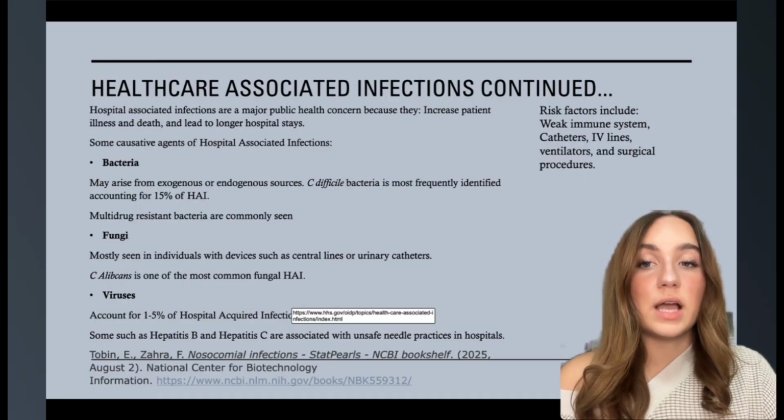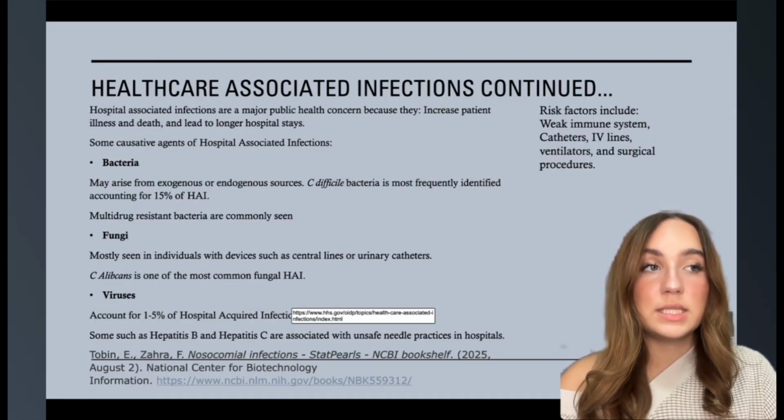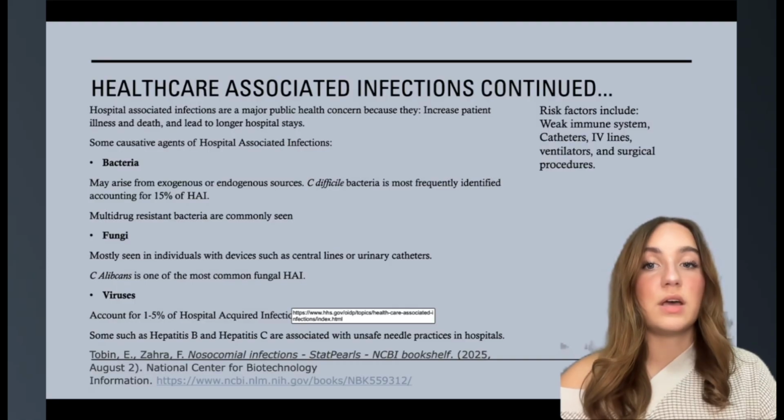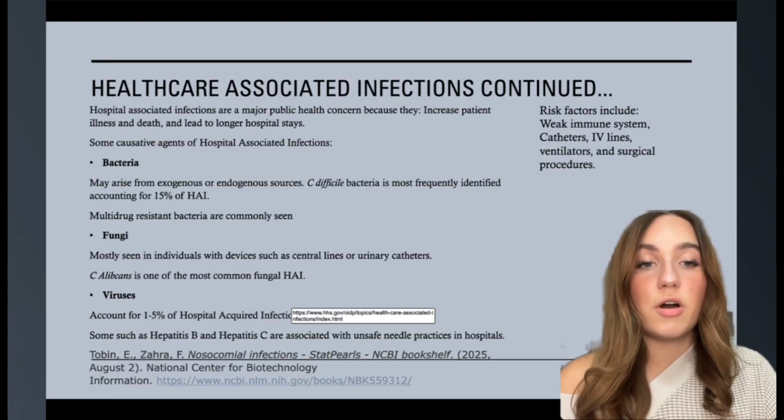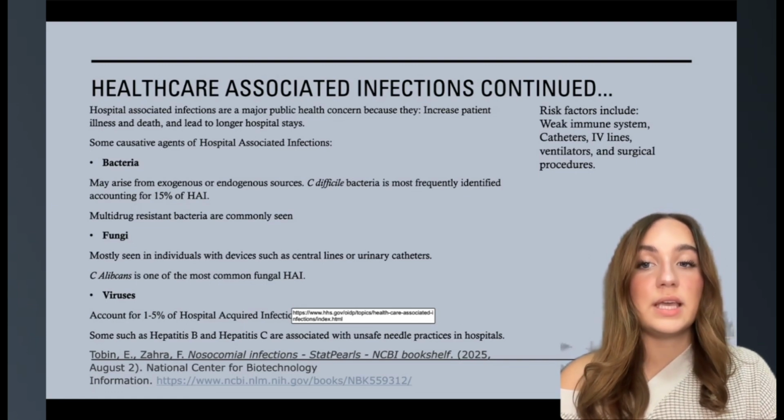Another one would be fungi. Fungi is mainly seen and spread through the use of central lines and urinary catheters. The most common fungal healthcare associated infection would be C. albicans. Another one would be viruses.